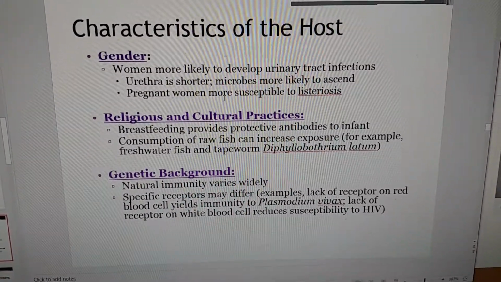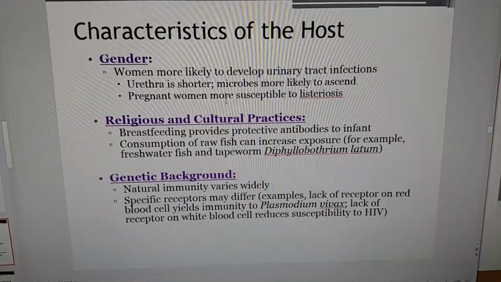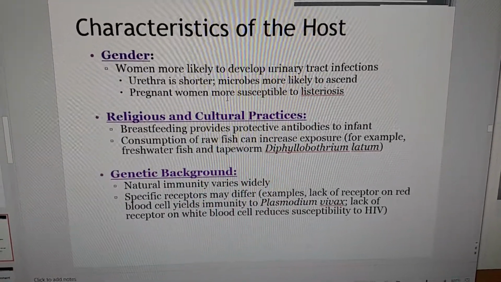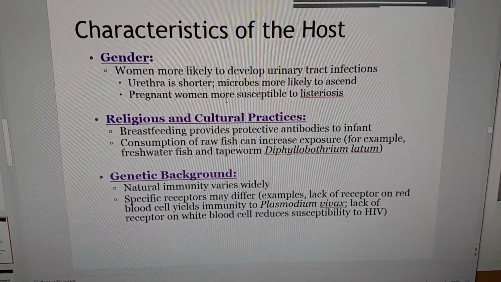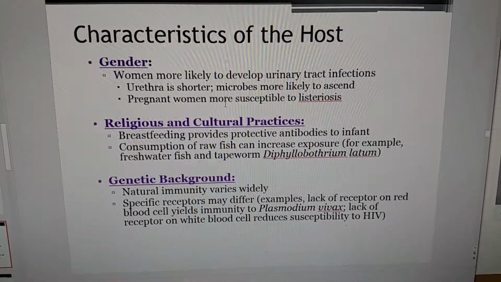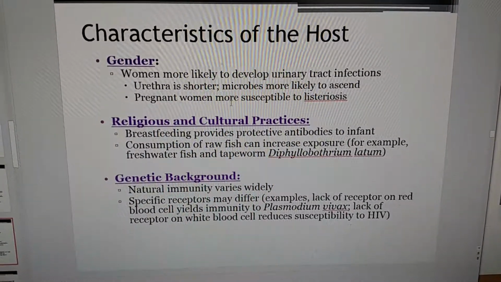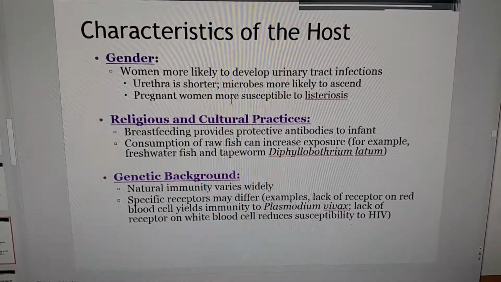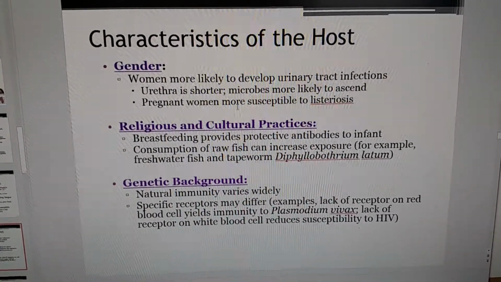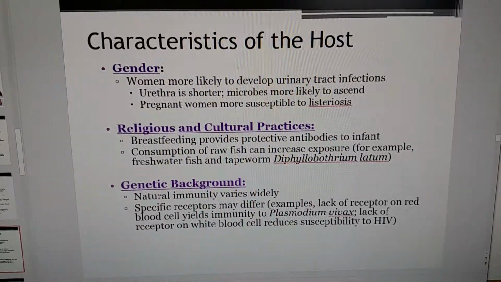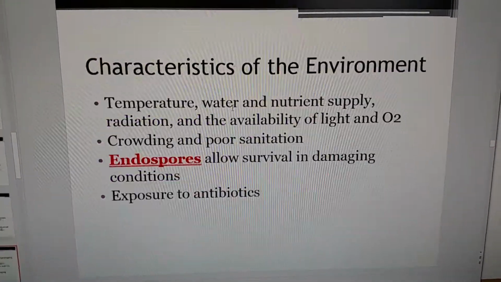What are the religious and cultural practices? In cultures where breastfeeding is acceptable, it actually provides more antibodies to the infant that can help protect them. In other cultures, you consume raw fish, and that can actually increase your exposure risk to certain pathogens. What's your genetic background? Some people just have better genes, and they have a better immune system.